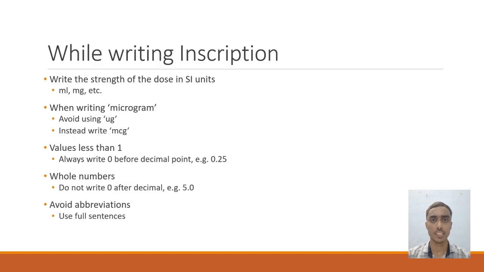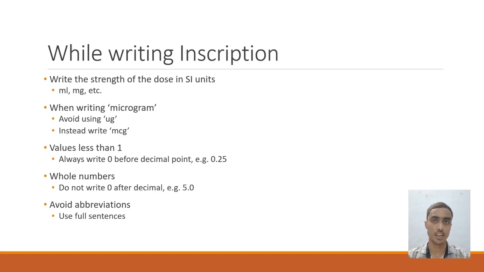Now there are a few things to keep in mind while writing inscription. So first of all, write the strength of the doses in SI units. While writing micrograms, avoid the use of the symbol. Instead, write mcg. When writing values less than 1, always write 0 before the decimal point.